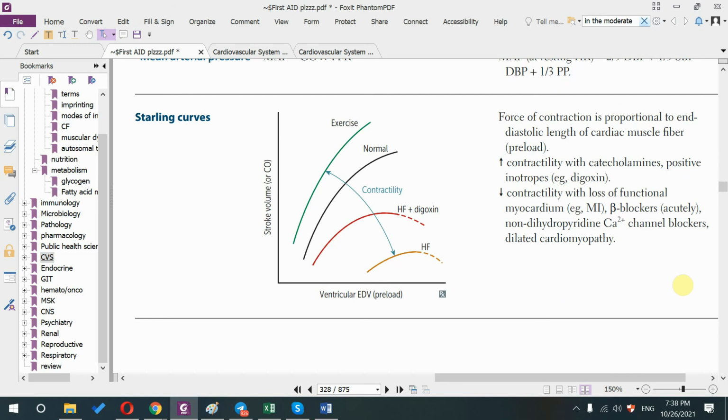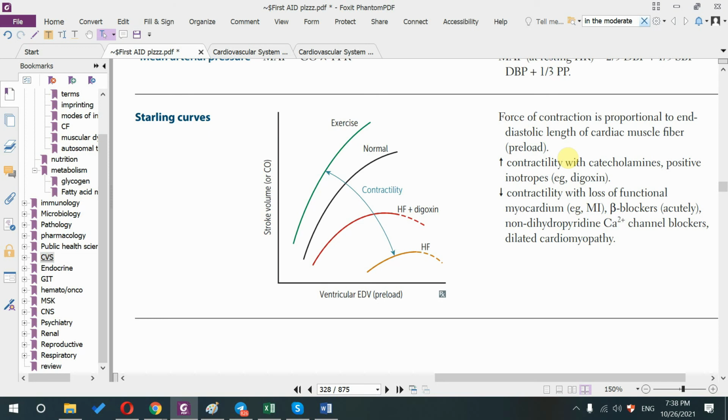This is awesome. Force of contraction is proportional to the end diastolic length of the cardiac muscle fiber, the preload, which means basically what I just told you. The heart is like a rubber band. The more you stretch it, the stronger it comes back. Put more preload, get more contraction, okay?